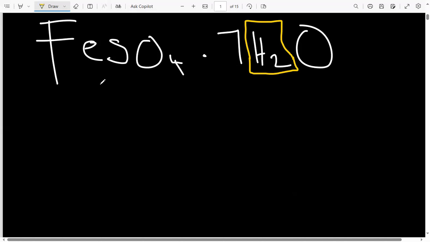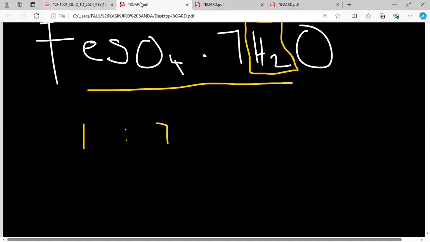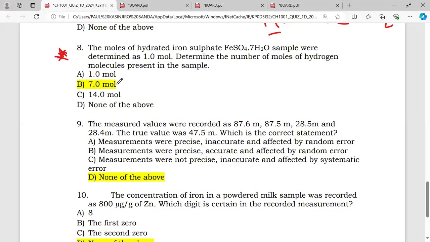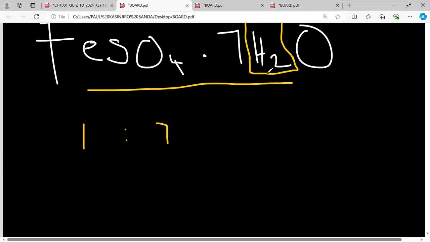In this formula we have 7 molecules of what? Hydrogen. We have 7 molecules of hydrogen. So it means if I have one mole of this whole thing, I have 7 what? Moles of hydrogen. So no wonder the answer here, you can see, is what? 7.